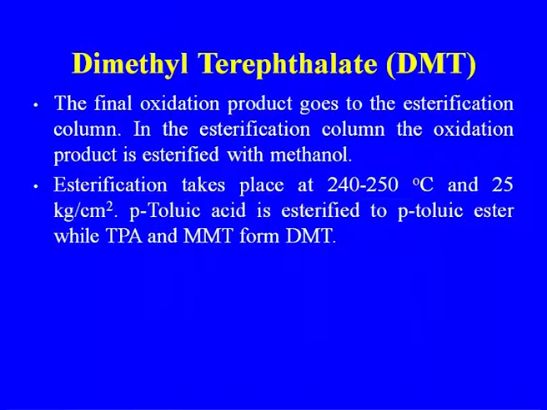The final oxidation product goes to the esterification column. In the esterification column, the oxidation product is esterified with methanol. Esterification takes place at 240 to 250 degrees centigrade. P-toluic acid is esterified to p-toluic ester, while TPA and MMT form DMT, that is dimethyl terephthalate. That is the crude product, and this MMT goes for DMT.